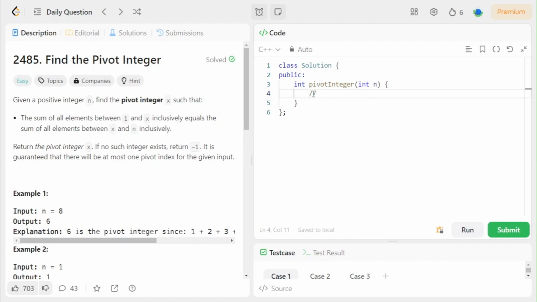Okay, so if x was the pivot integer, the sum of all the elements between 1 and x is x into x plus 1 by 2. Similarly, the sum of all the elements from x to n: how can we find this? The sum x to n is equal to the sum 1 to n minus the sum 1 to x minus 1, where x to n is inclusive, right? So we can write it like this.